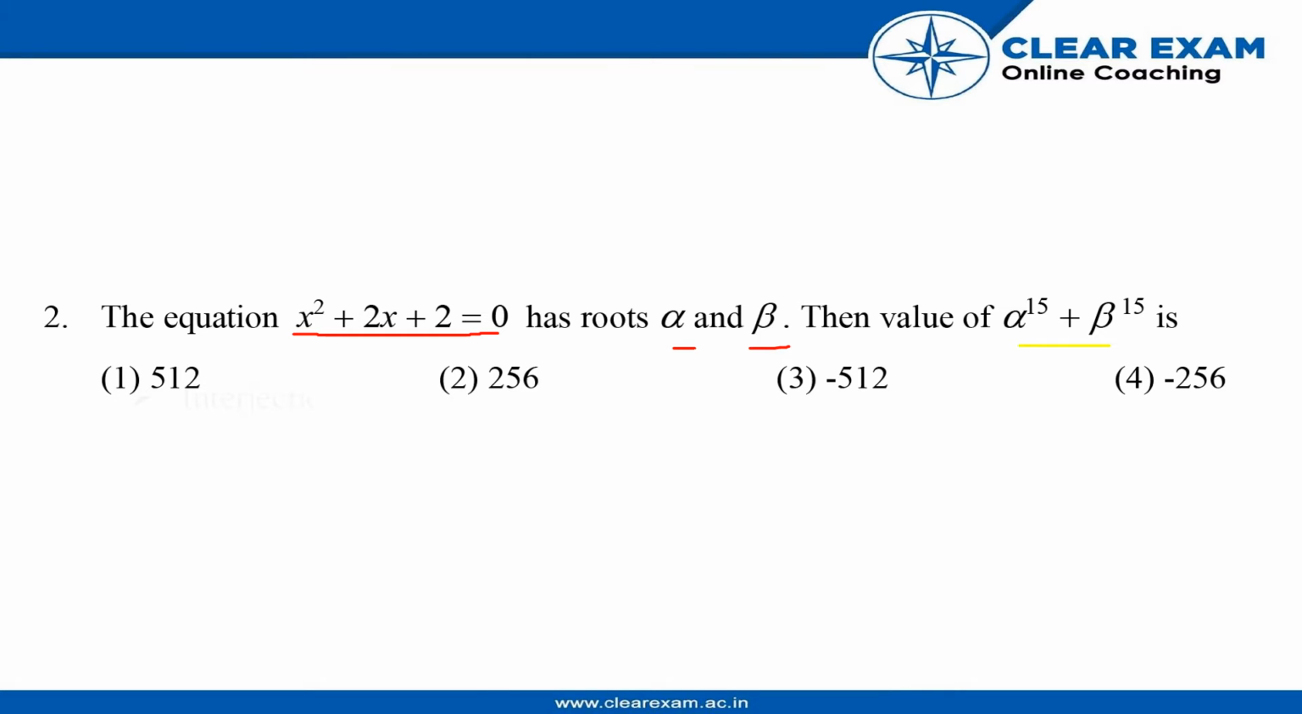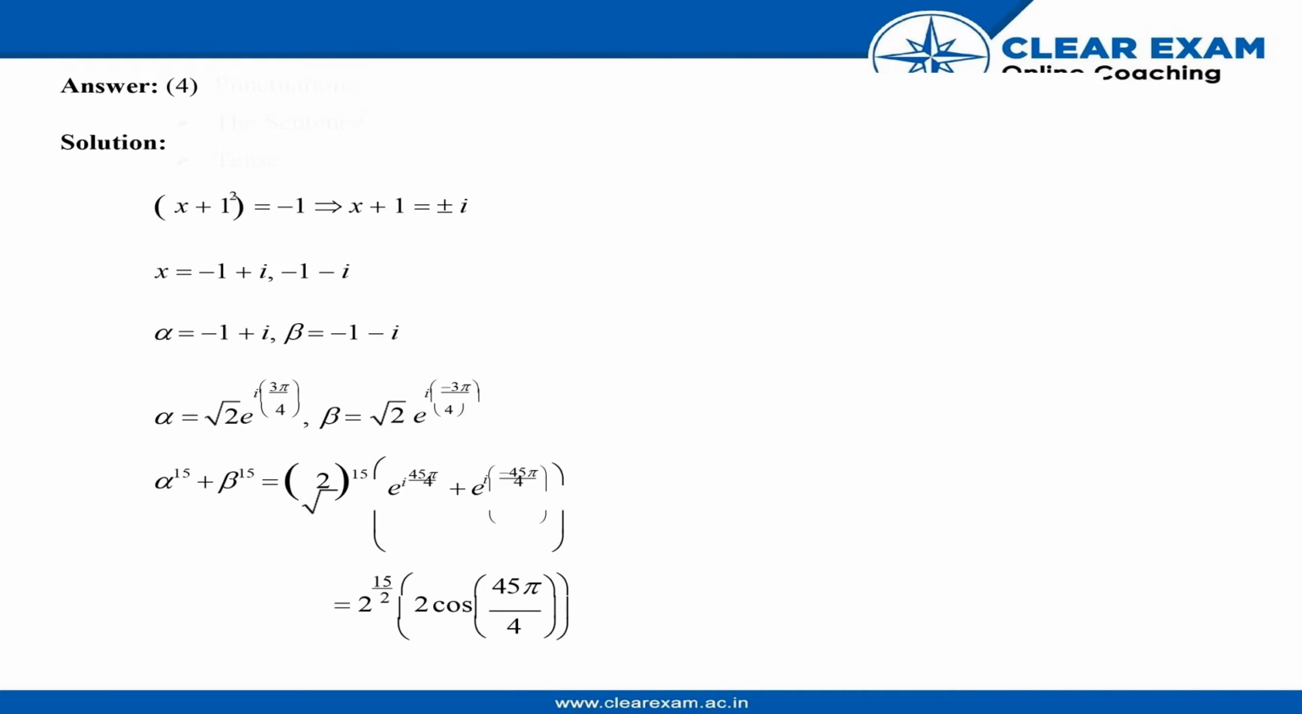Remember, we have the equation x square plus 2x plus 2. So if you calculate the discriminant, it would be negative, so it has imaginary roots. So the answer is the fourth option, which is minus 256.